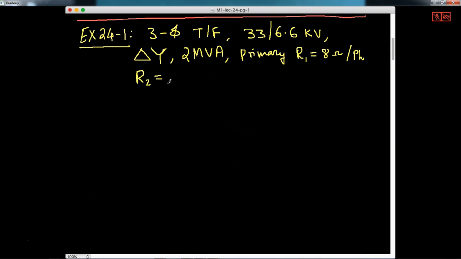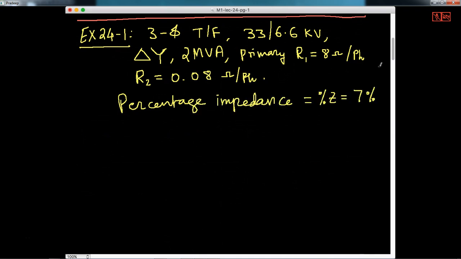Now the percentage impedance is 7%. So also the percentage impedance of the transformer, that is percentage Z, is 7%. Now you can ask the question, is the 7% referred to the primary side or secondary side? And the answer is it doesn't matter, because whether you go to the primary side or the secondary side, the percentage impedance always remains constant.